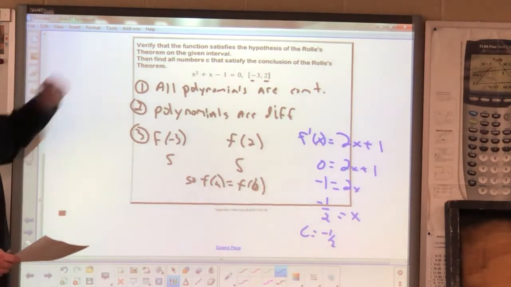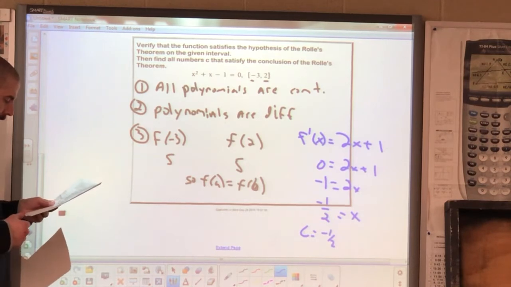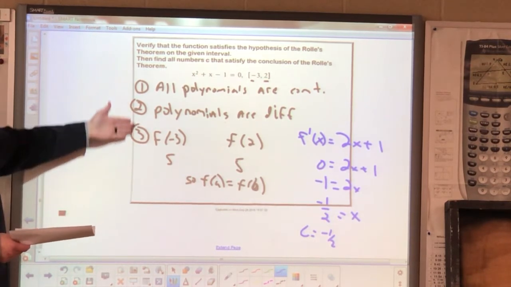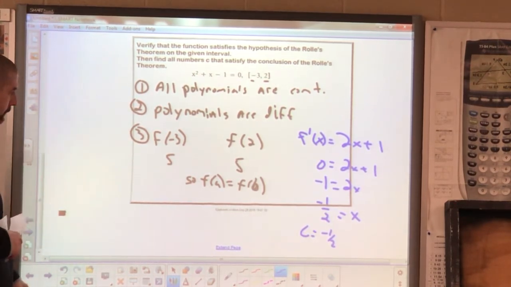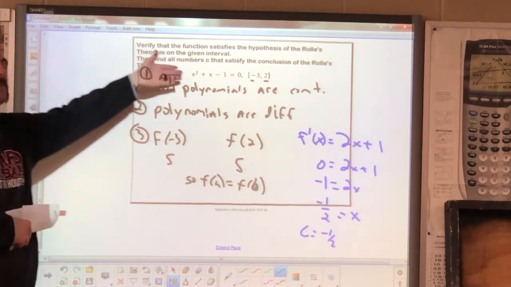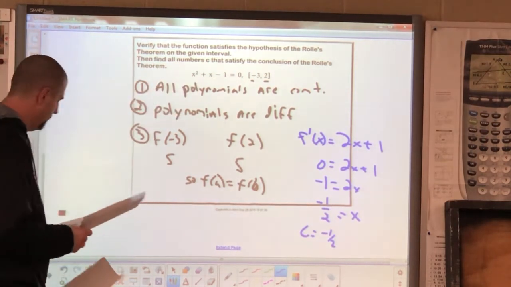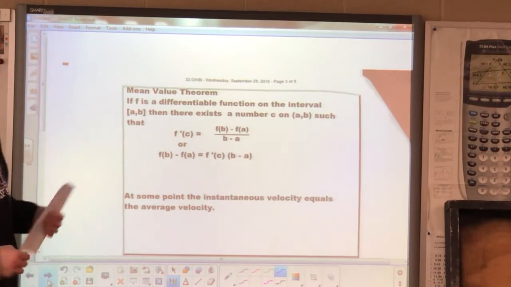And we found c, okay? So, any questions on that? Not a big deal. Not that difficult, as long as I give you polynomials, correct? All right, moving on. Why did we learn about Rolle's theorem?